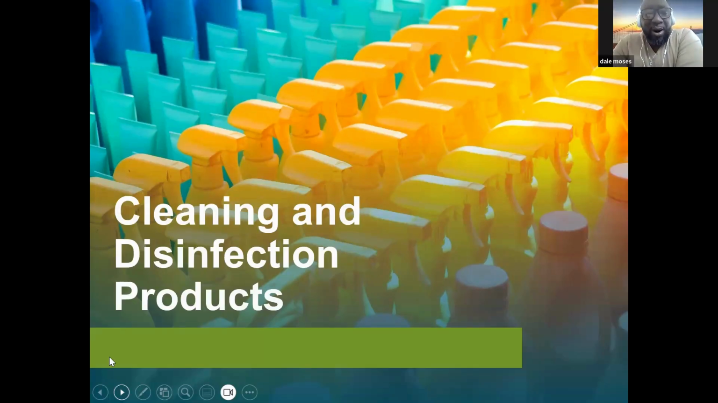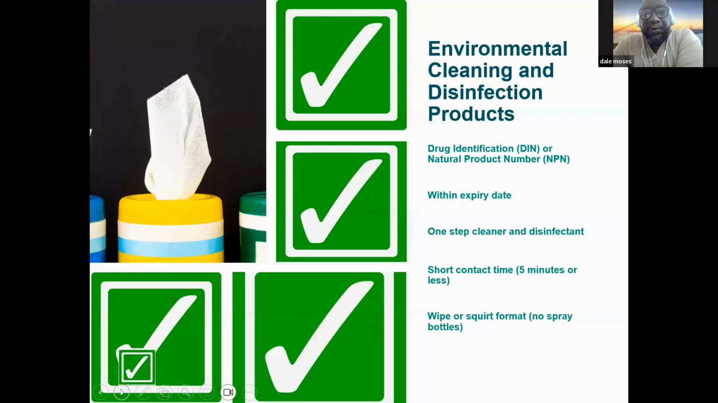So cleaning and disinfection products, what do we use? Again, I know you've heard me say this a lot of times. Every environmental cleaning or disinfectant product should have a DIN, as I mentioned at the beginning, and that DIN is associated with Health Canada. All products are sent over there. They do their investigation to determine whether or not it does what it says on the label, and they give it a DIN number, or an NPN number if it's a natural product.